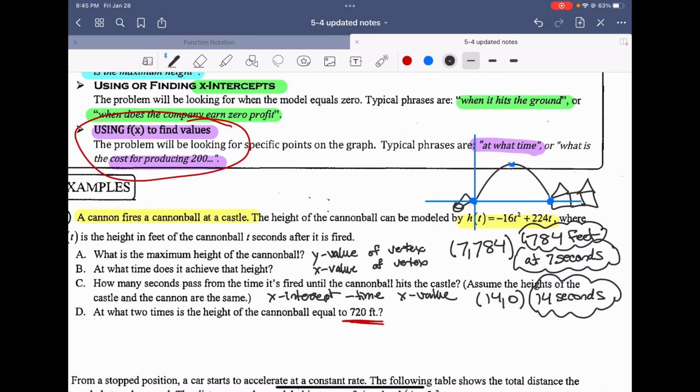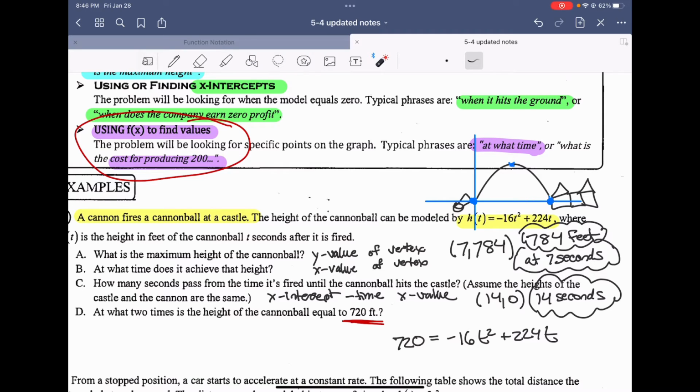So we can say that 720 feet equals some value for t. So -16 t squared plus 224 t. So we're plugging it in place of the h of t in our equation. So again, we could use our algebra. This is an algebra problem that you could have done last quarter when you were solving quadratics. We can solve this, and that's fine if you want to do it that way.